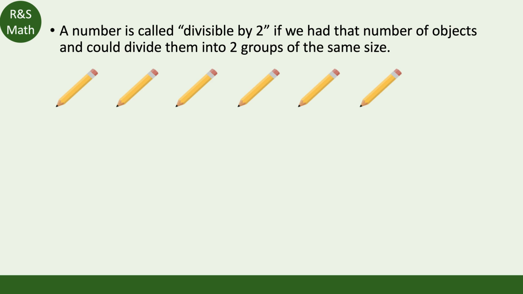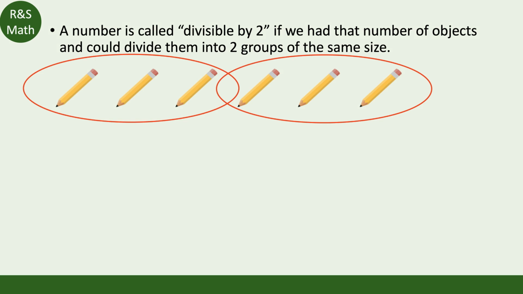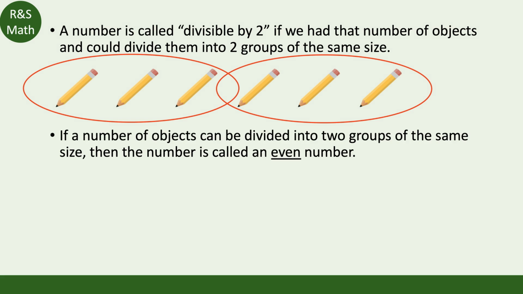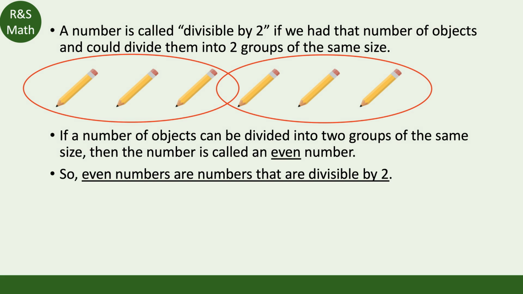For example, if we had 6 pencils, we can divide them evenly into two groups of 3, so the number is divisible by 2. We know that if a number of objects can be divided into two groups of the same size, then the number of objects is an even number. So, even numbers are numbers that are divisible by 2.